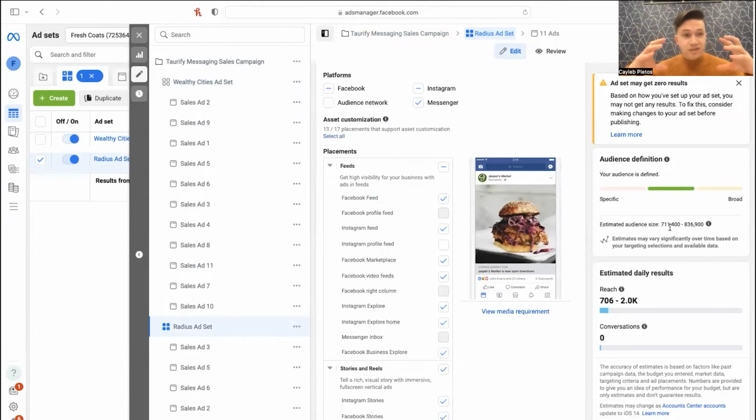We wanted a small enough audience that it's narrowed down, but you don't want to narrow it down too specifically to where your audience size here is like 10,000, because then it's going to really hike up your cost per lead.